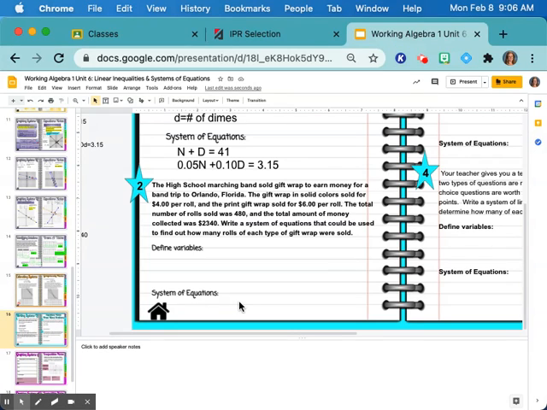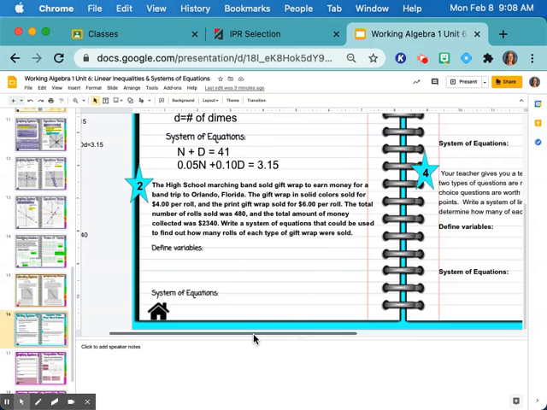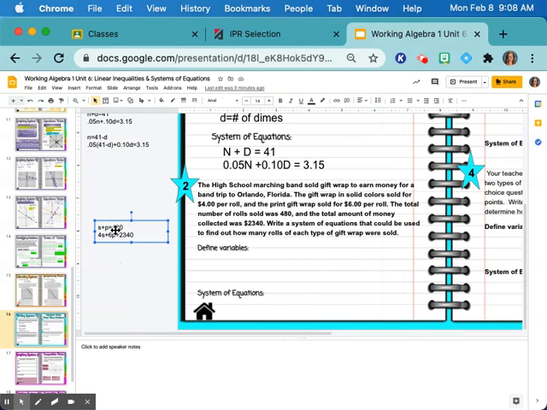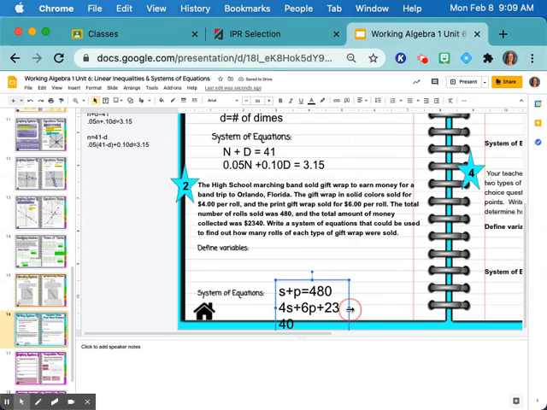Okay, I want you to do number 2. I'm going to pause it while you do number 2. Okay, so let's see how you did. Going to pull this over. Solid plus printed equals 480. Oh, I'm on the wrong one. I was on number 3. I guess I didn't define my variables yet.